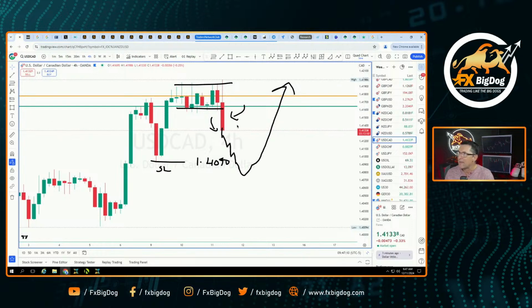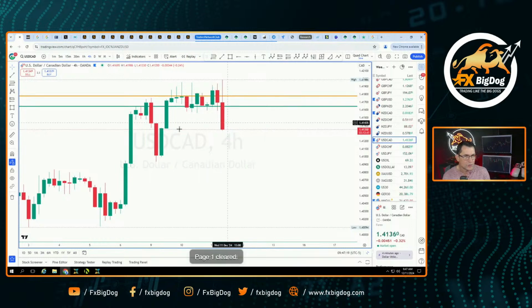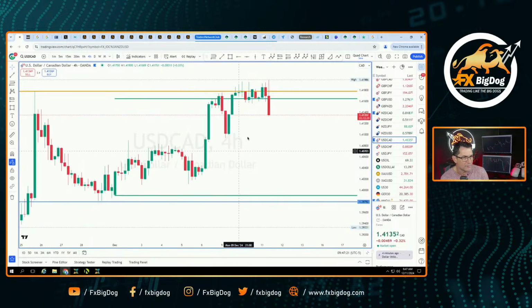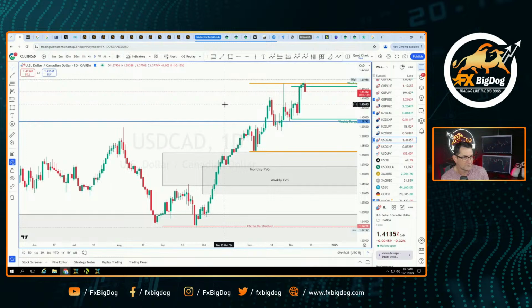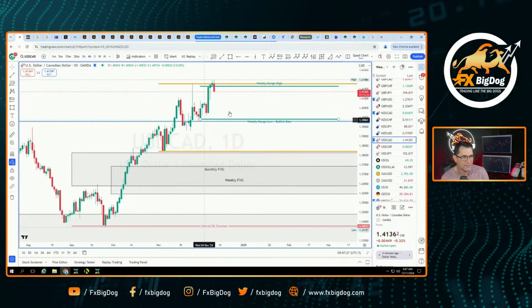So am I excited about this move? Absolutely. All right. I'm absolutely excited about this move. But the question is, is this move going to stay there? That's the key right here. Now, let me go ahead and take a look at something here. All right. I want to go to the daily. Now, I want to go ahead and point out a couple of things here on the daily.